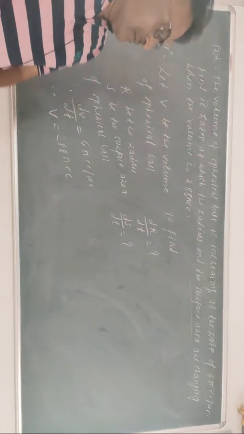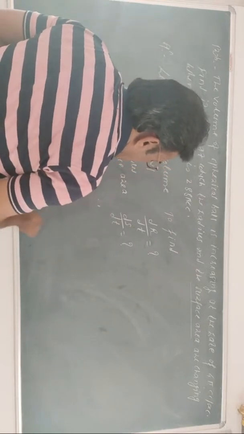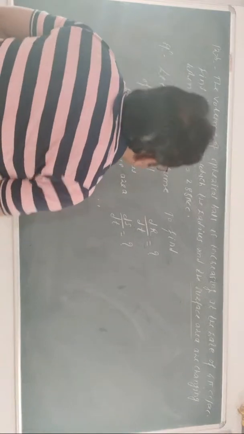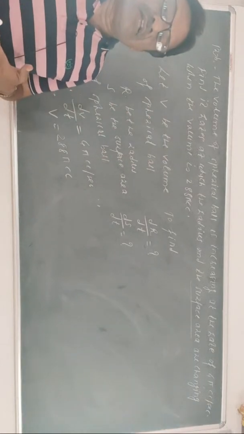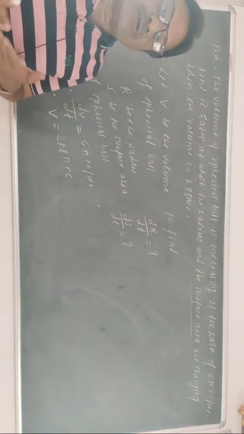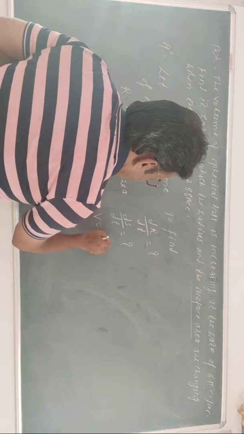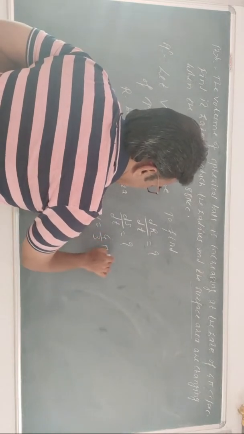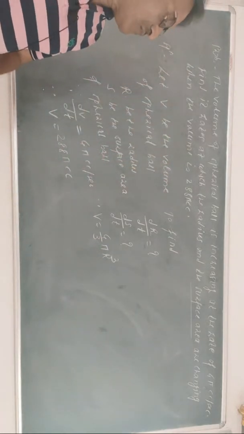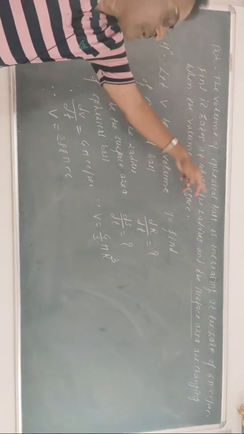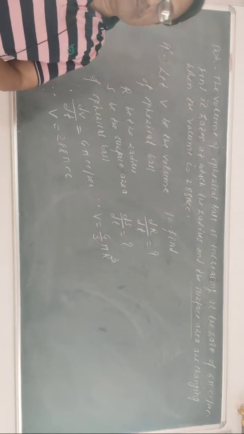Next we write here, we know the formula for finding the volume of a sphere, which we know from 10th standard. The volume of the sphere, V is equal to 4 by 3 pi r cube, that is radius cube. This is the formula for finding the volume of the spherical ball.